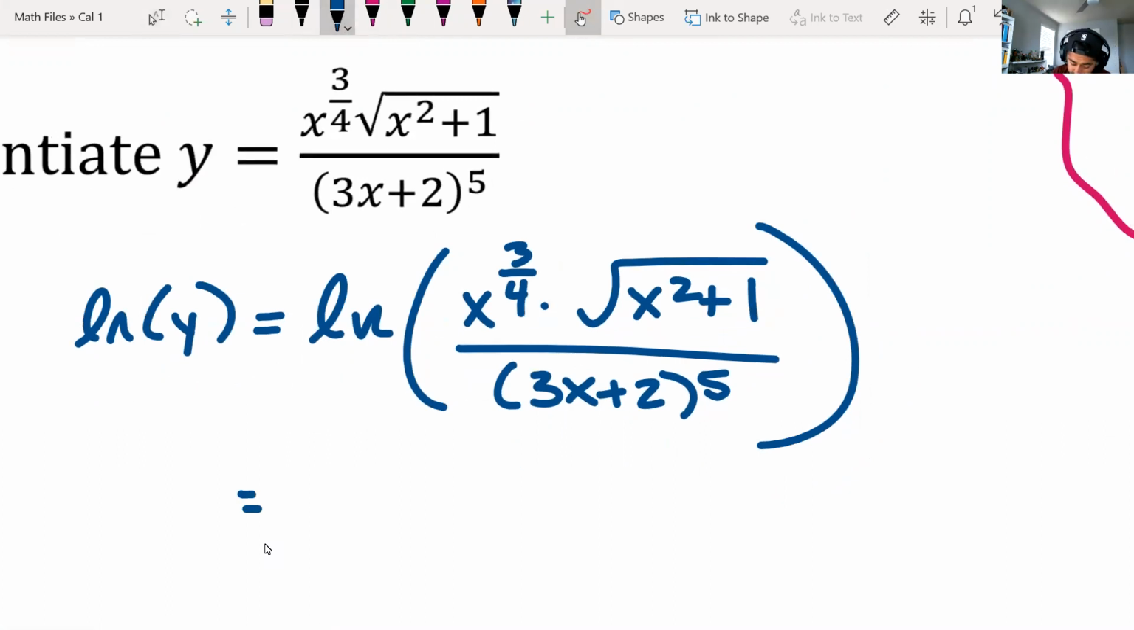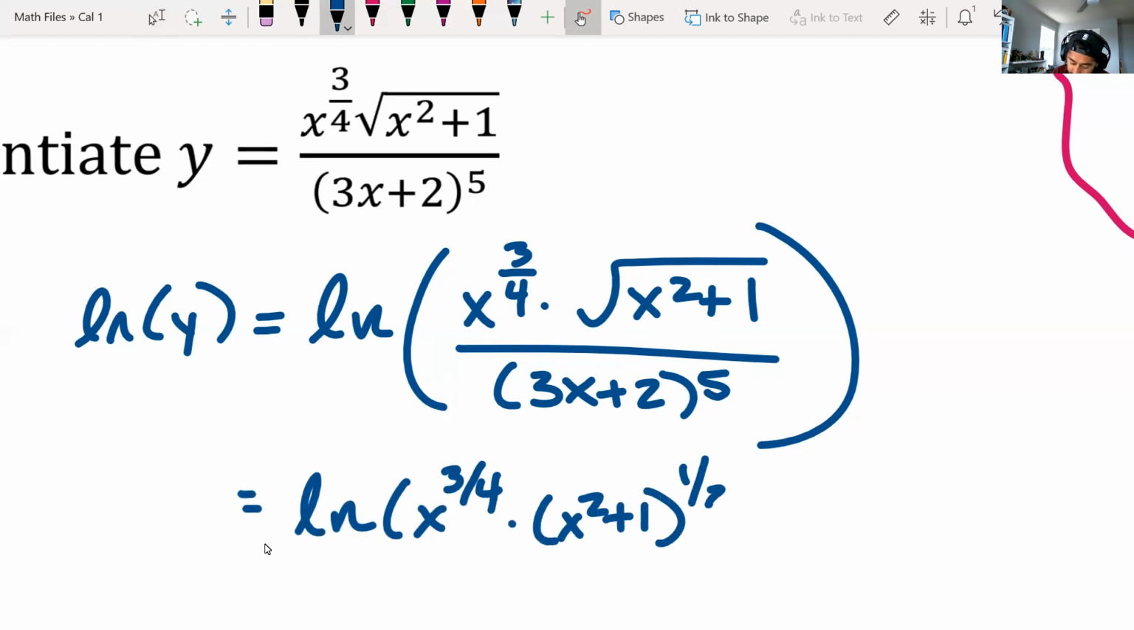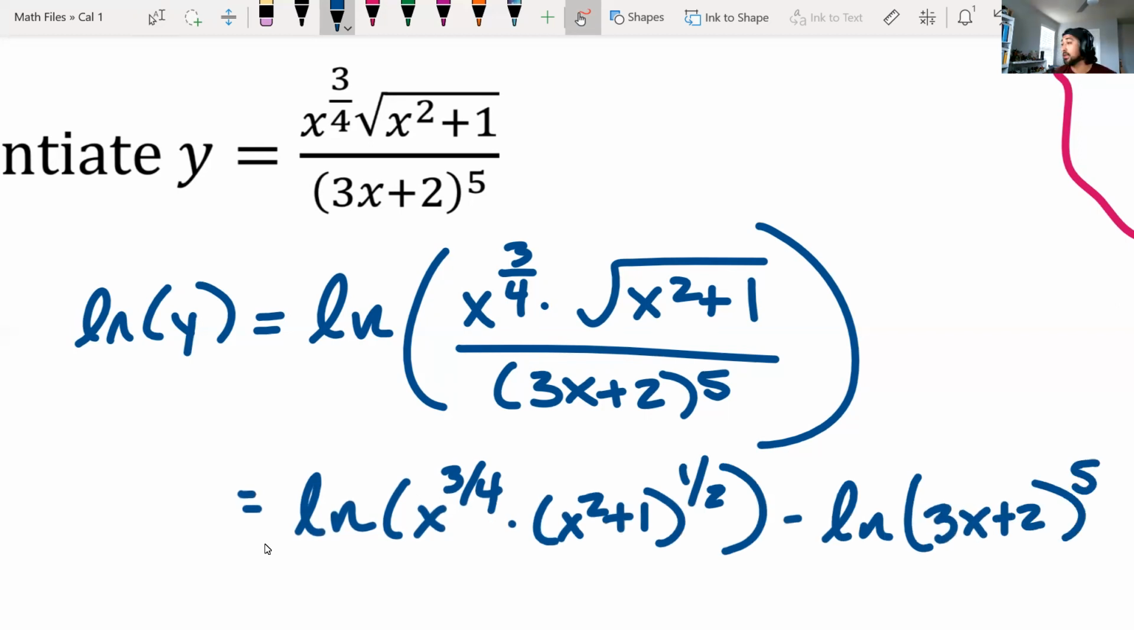Okay. So here we have the natural log. And now to expand this, I'm first going to use the quotient to difference. So this is going to become the natural log of x to the 3/4 times, and I'm already going to rewrite the radical as x squared plus 1 to the 1/2 minus the natural log of 3x plus 2 to the 5th. So we just did quotient to difference.